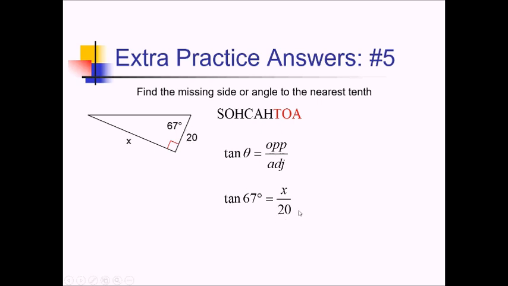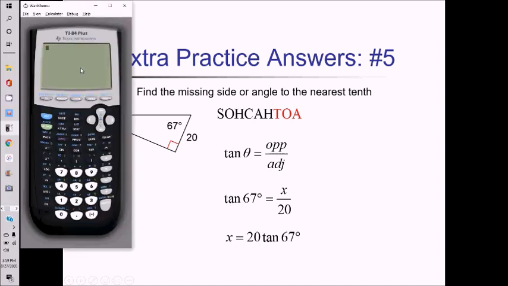And then to get x, we just multiply by 20. So we have 20 times tan of 67. Let's see what the calculator says about that. So 20, and then we'll just do tan, it knows we're multiplying, times 67. Close the parentheses if you want, press enter, and that is about 47.1.